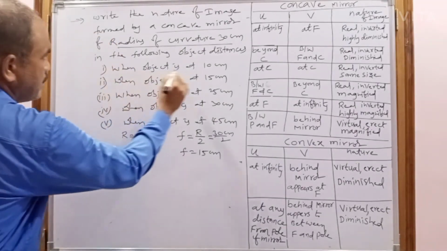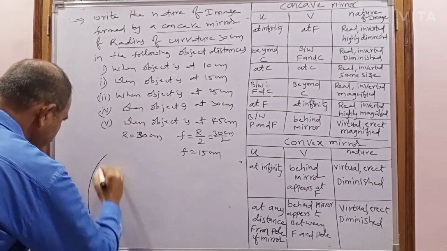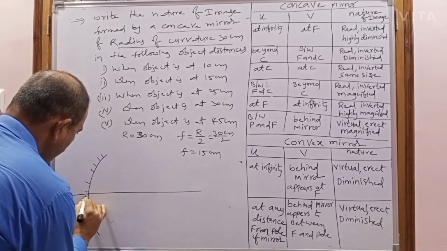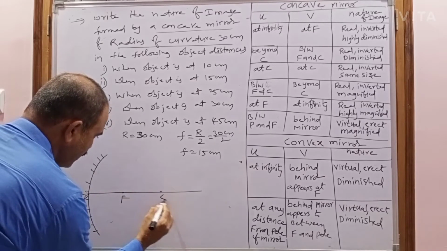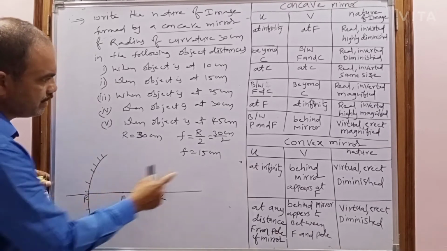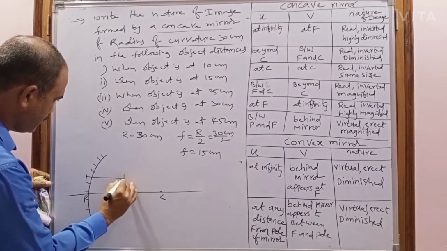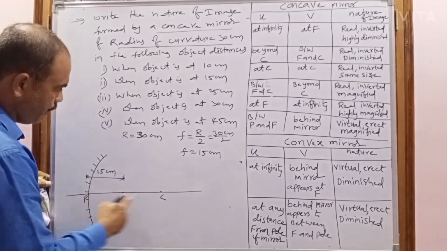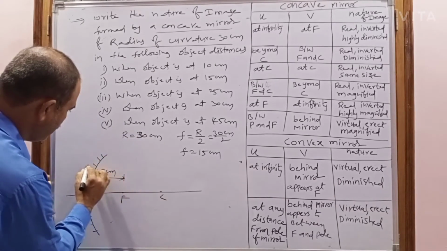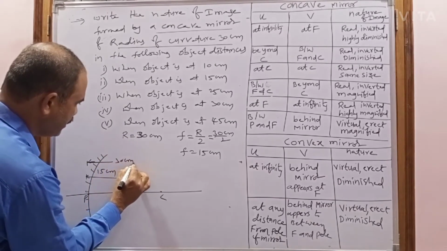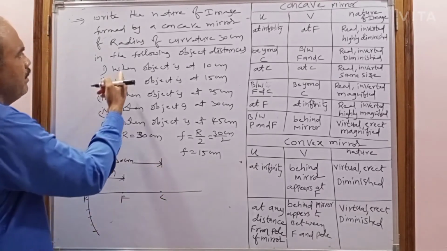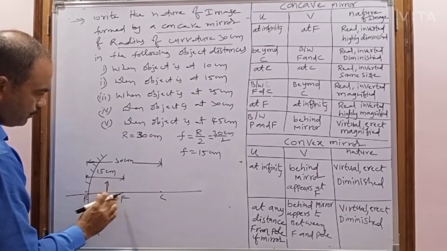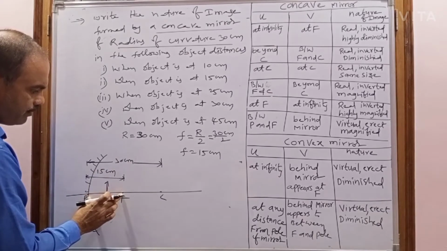So now come to the first one. The object is at 10 centimeter. Now draw the concave mirror diagram. This is the pole, this is the focus, this is the center of curvature. The distance from the pole to the focus is how much? 15 centimeter. And the distance from the pole to the center of curvature is 30 centimeter. Now in the first case, the object is at 10 centimeter. The pole to focus is 15, so the object will be between the pole and focus.